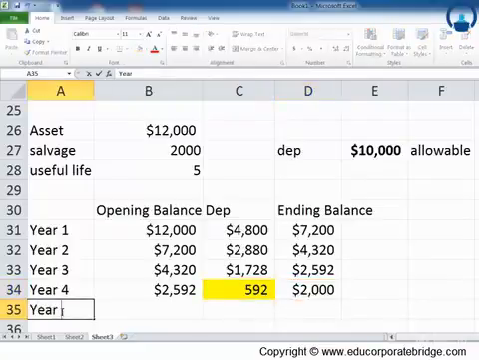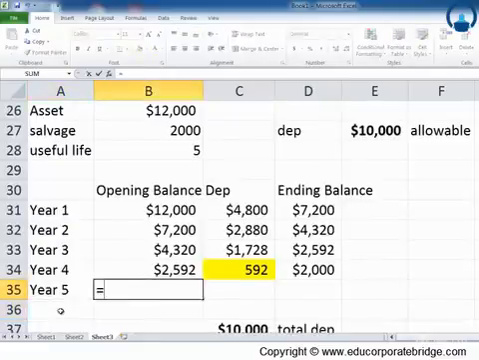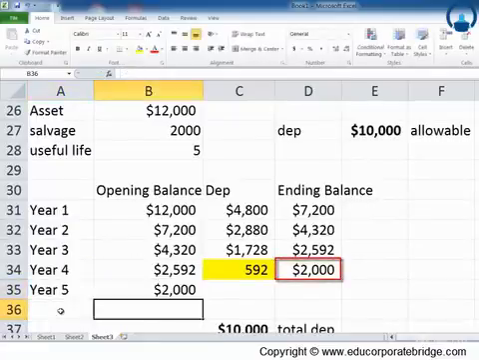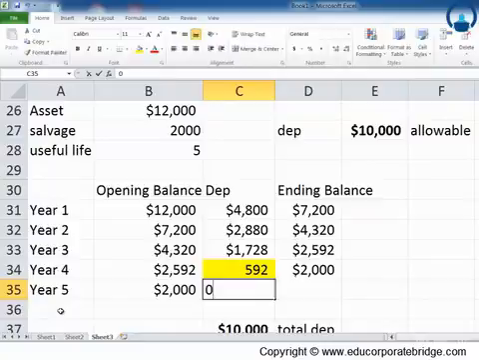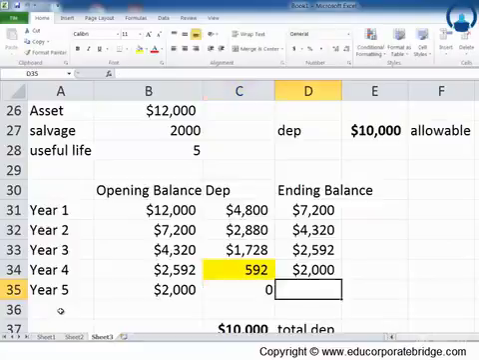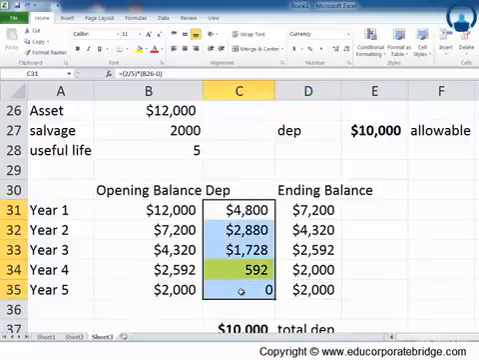Let's look at year 5. Your year 5 beginning balance will be equal to 2000. Depreciation here will be 0 because all amount that could be depreciated is already gone, so this will be 0 here, and the ending balance will again be 2000. So this is how the profile of depreciation will be like when we talk about the accelerated depreciation method.